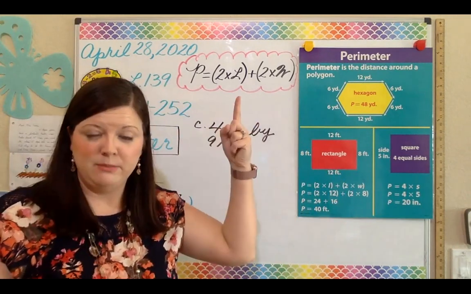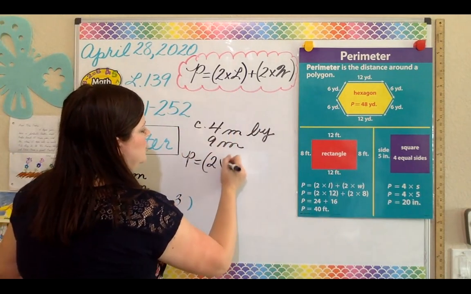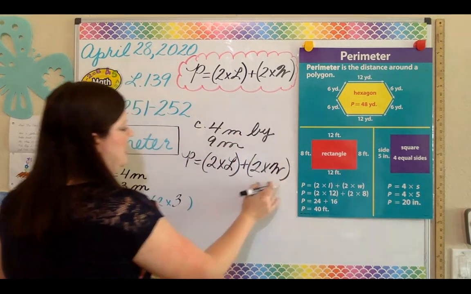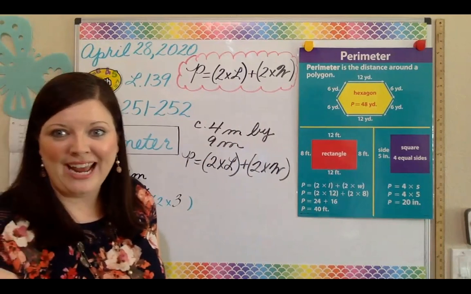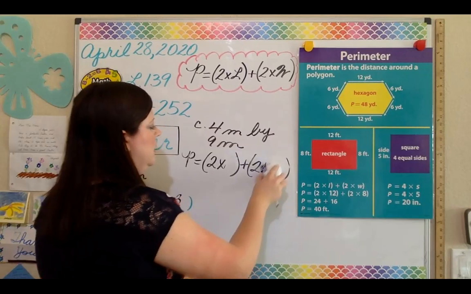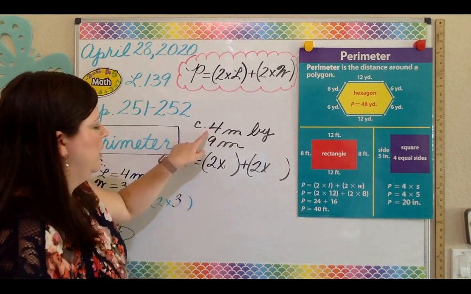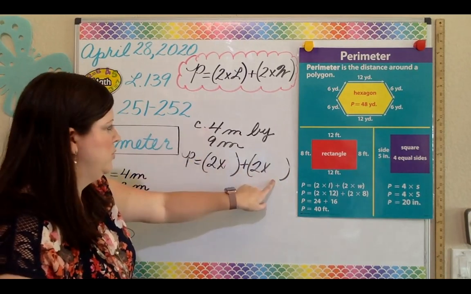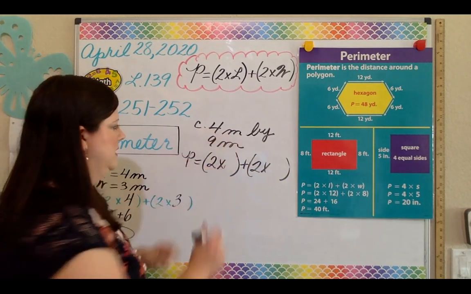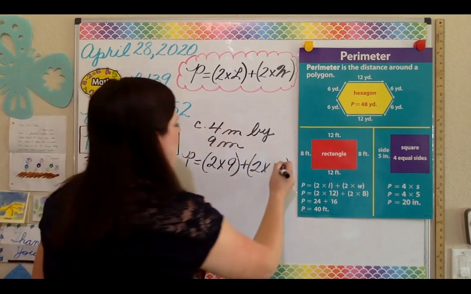P equals 2 times L plus 2 times W. Write it down. P equals parentheses 2 times L parentheses plus parentheses 2 times W parentheses. Now let's erase and replace our letters with what our letters equal. Uh-oh. Help me remember, Sammy. Where does the 4 go? Here or there? Which one's longer, 4 or 9? Ooh, 9's longer, so 9 has to go here. So Sammy, the 4 has to go there. Thanks, Sammy. You're such a big help.